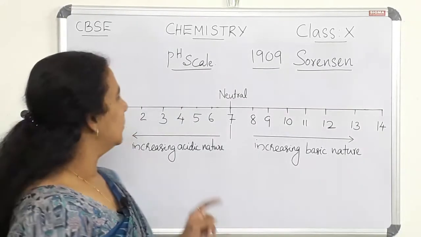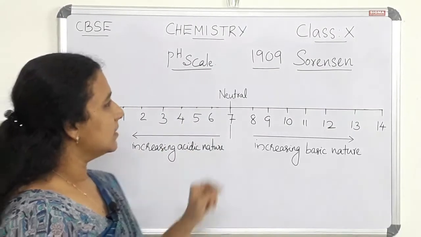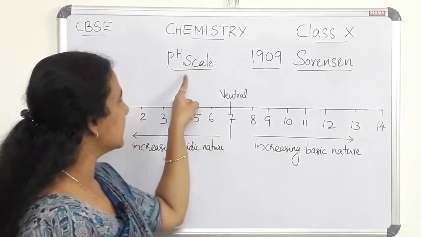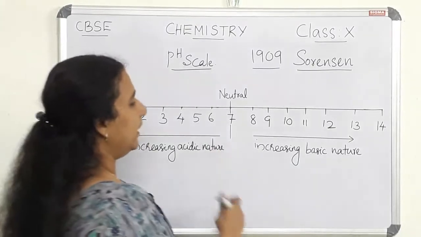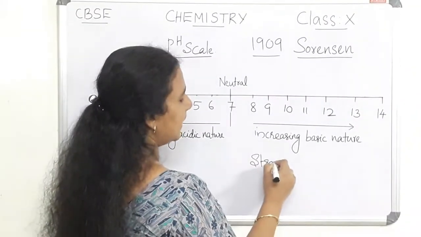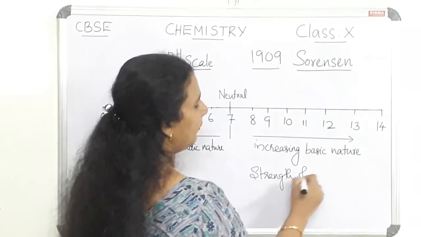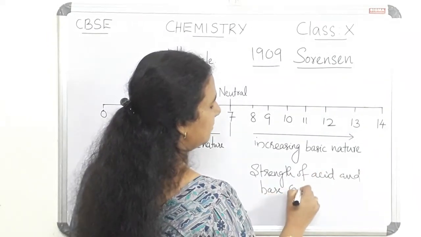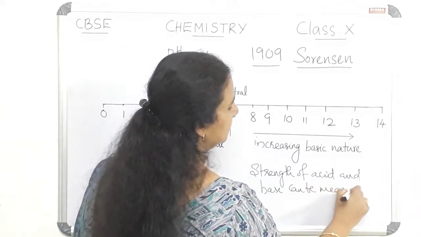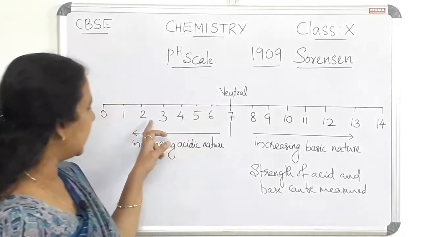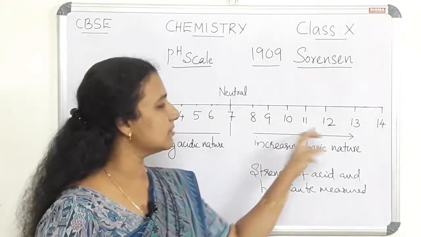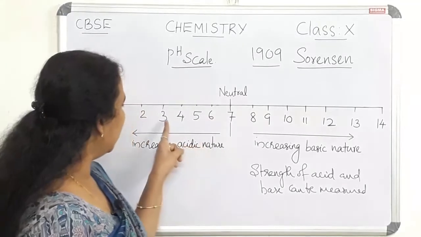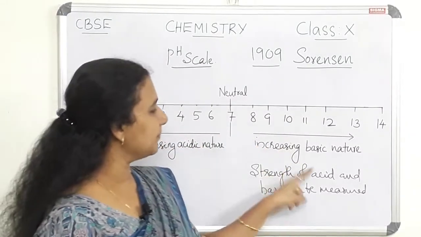Now let us study what is pH scale. In 1909, the scientist Sorensen devised a scale known as pH scale, where the strength of acid and base can be measured by using a scale of numbers known as pH scale.